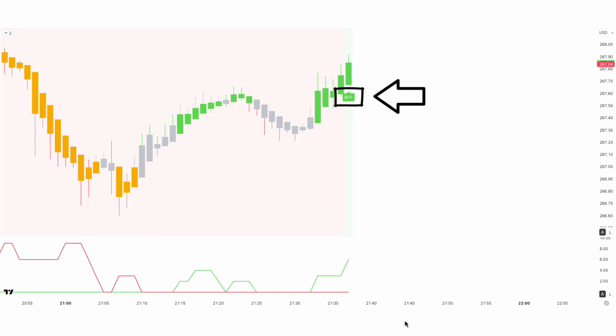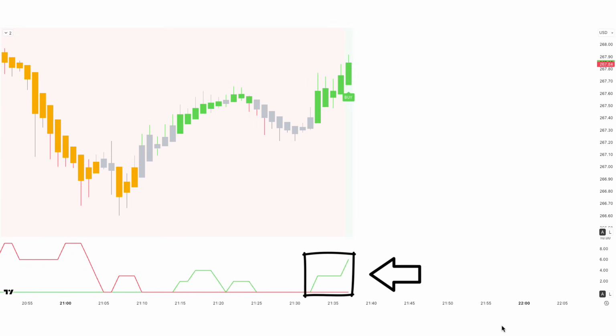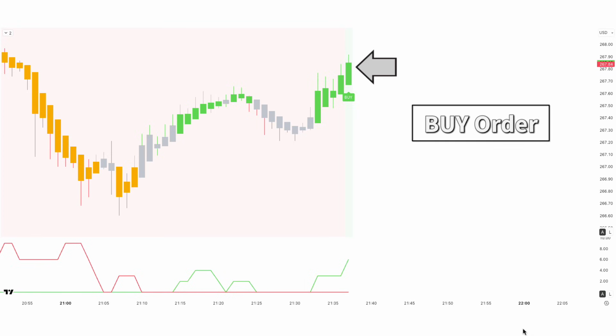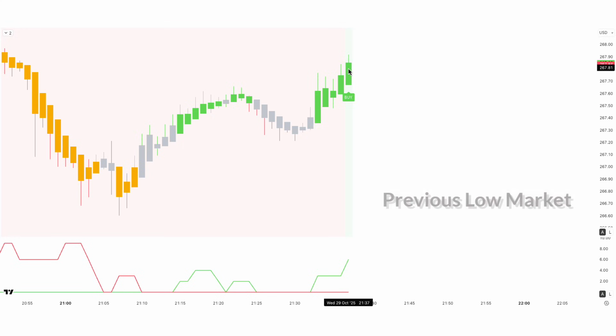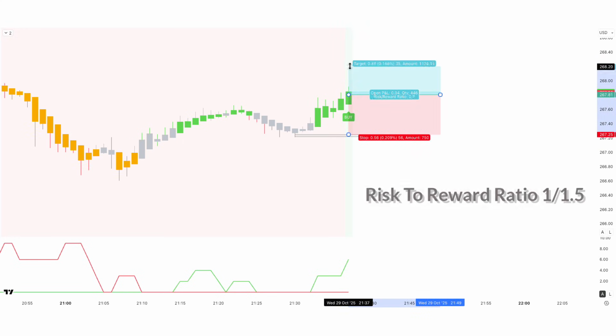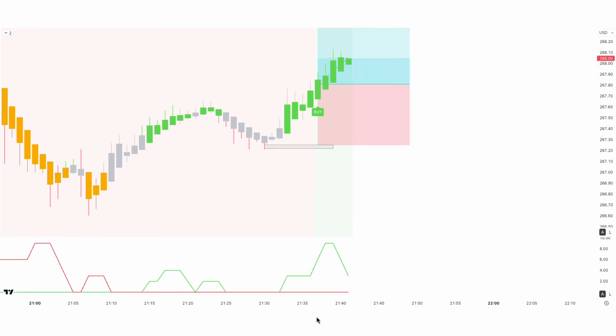When the Aura V14 of this indicator is a buy signal, when the green line of HHLI oscillator is above the red line, when the market forms a bullish candle. If this condition is fulfilled, then we will place a buy order. Our stop loss is to be placed at the previous low of the market, and the risk to reward ratio will be 1:1.5.